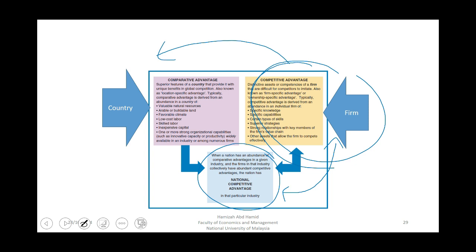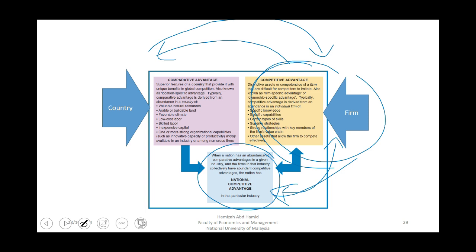If you can still remember what we have learned in classical theories, comparative advantage is a specific thing that a country is very good at, that they can efficiently produce. So, a country has comparative advantage in a specific industry through its resources. Resources: land, climate, low cost labour, skilled labour, whatever. They create an industry with a collective number of firms. They work together to create a national competitive advantage.